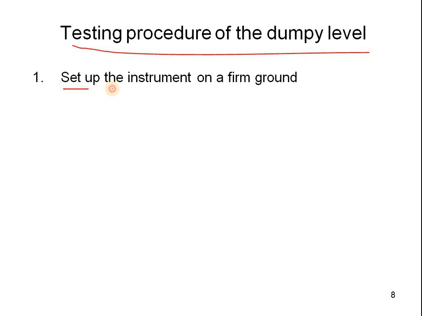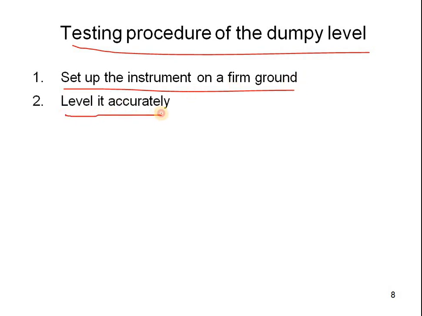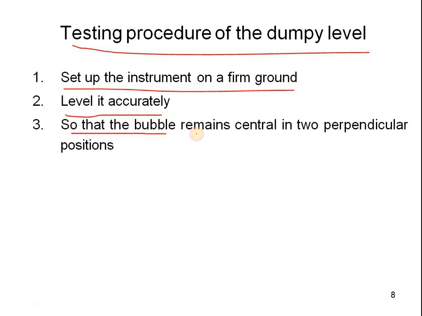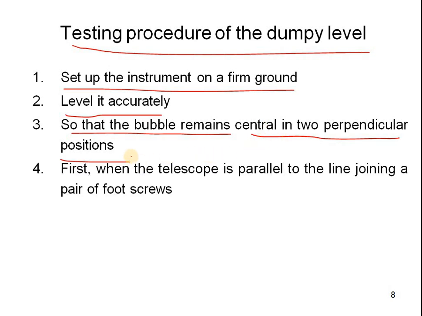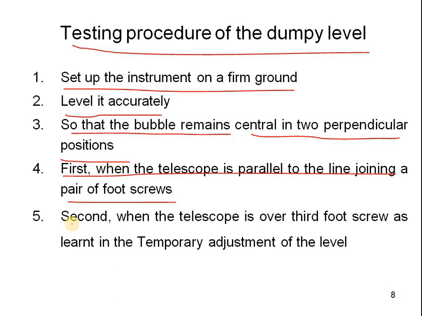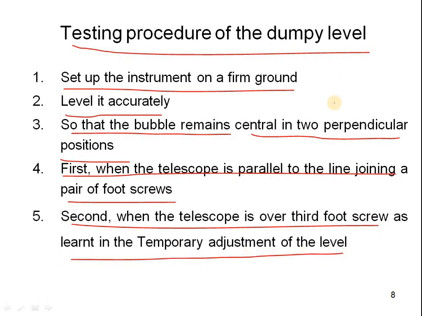First we have to set up the instrument on firm, flat ground. Level it accurately so that the bubble remains central in two perpendicular positions. The bubble tube will be at the center of the positions. And do the temporary adjustments: first, when the telescope is parallel to the line joining a pair of foot screws, and second, when the telescope is over the third foot screw, as learned in the temporary adjustment of a level.